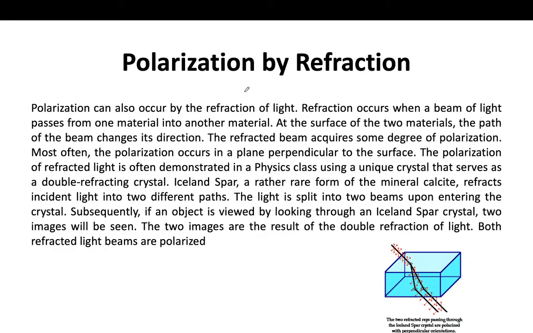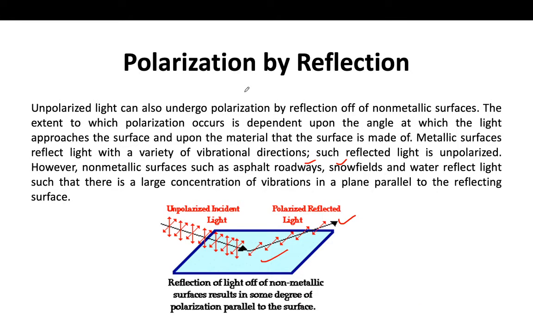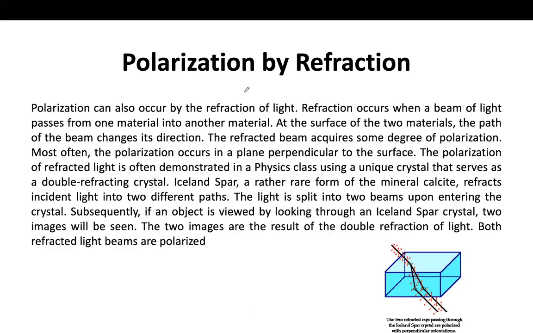Now the polarization by refraction. Polarization can also occur by refraction of light. I think we studied this in our last lecture, what is reflection and what is refraction. In refraction, the angle of the light is changed. So polarization can also occur by changing the angle, or we can say in scientific terms, refraction of light.